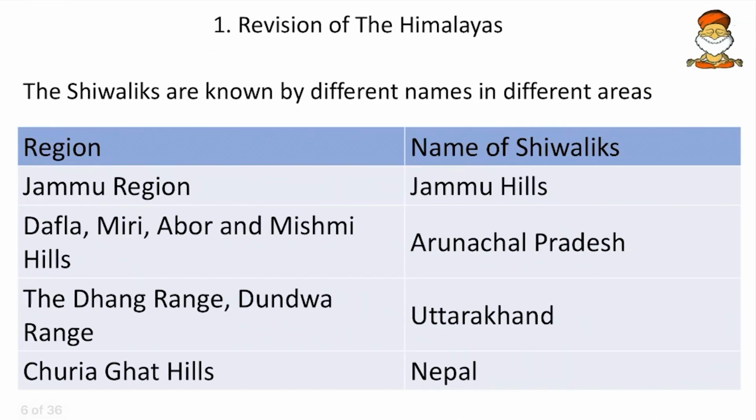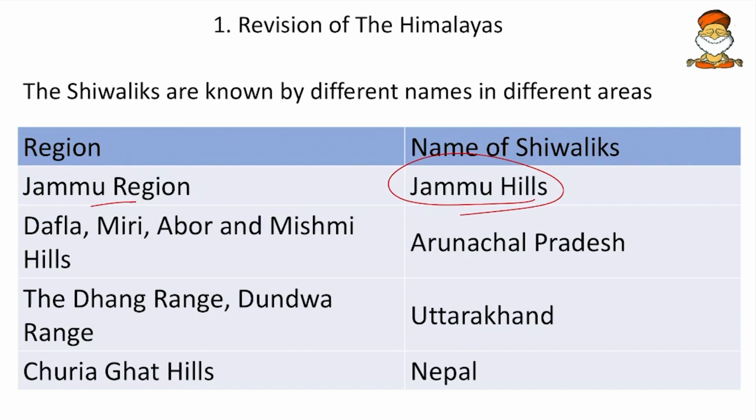So the Shivaliks are known by different names in different areas. These are the southernmost ones. In Jammu they are called the Jammu Hills. So this is much below the Pir Panjal also. So Karakoram, Ladakh, Zaskar, Greater Himalayas, Pir Panjal, and below them the Jammu Hills.